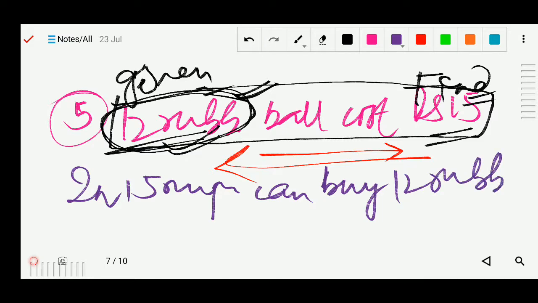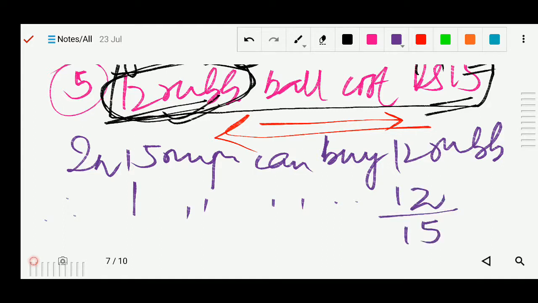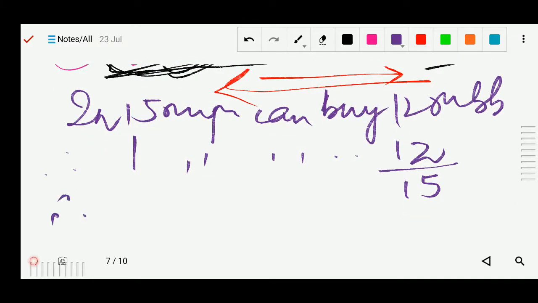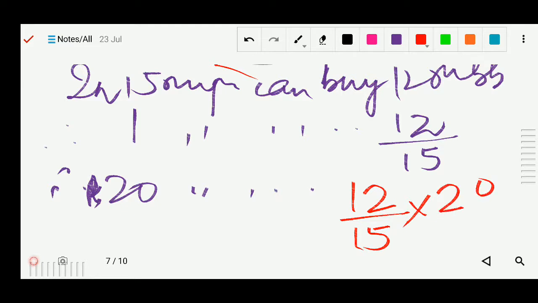12 rubbers. Okay, so in 1 rupee we can buy, of course, less, so 12 by 15 rubbers we will buy. Now in 20 rupees we have to find. So in rupees 20 it will be more. So what I will do, this 12 by 15, and this will be multiplied by 20. So this 20 can you write like this?